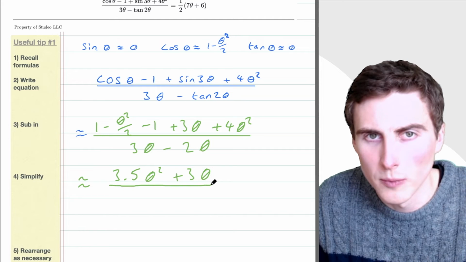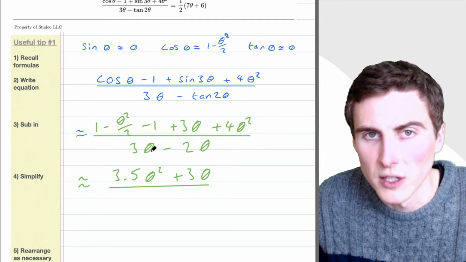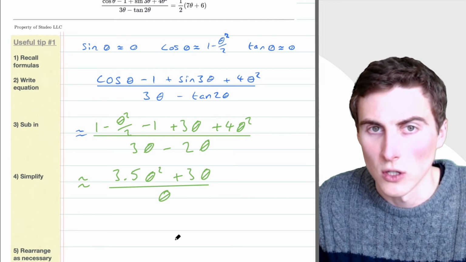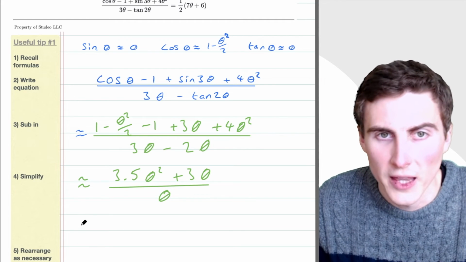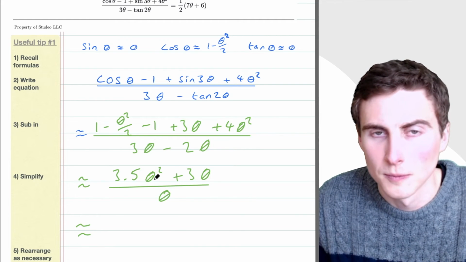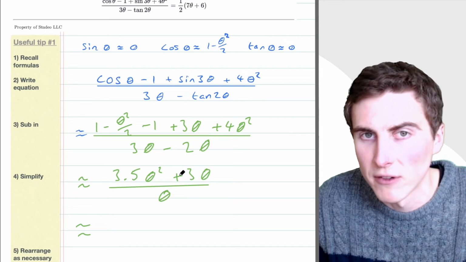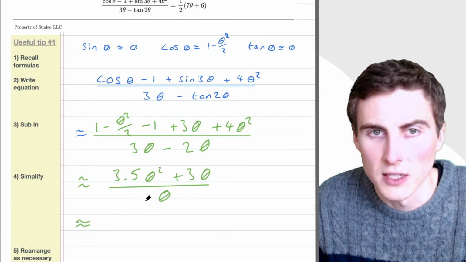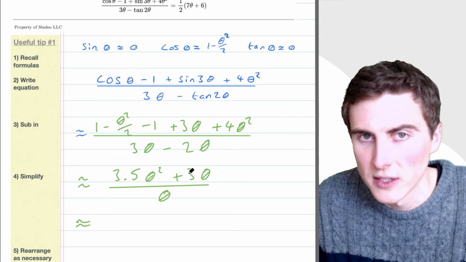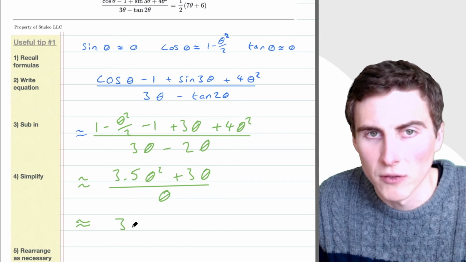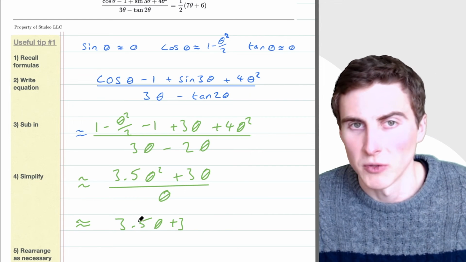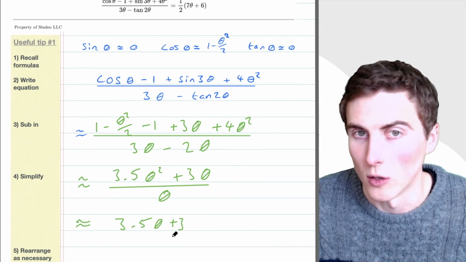Then on the bottom, 3 theta minus 2 theta is just a single theta. So that becomes that. And then we can simplify that down a little bit more by dividing everything by theta. So we don't need 2 lines this time. If I actually divide this and this by theta, I'm going to get 3.5 theta plus 3. Yeah, and that's pretty good. That, to me, now seems as simple as it can go.